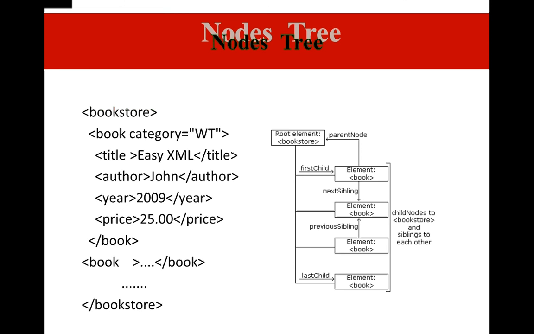Coming to the node trees, any XML document resembles a tree structure. There is a root element and there are some branches, or I can say some child elements. Even those children may have other children, subchildren, and all these nodes have some relation. There is a parent-child relation and a sibling relation. The sample example is showing these relations.